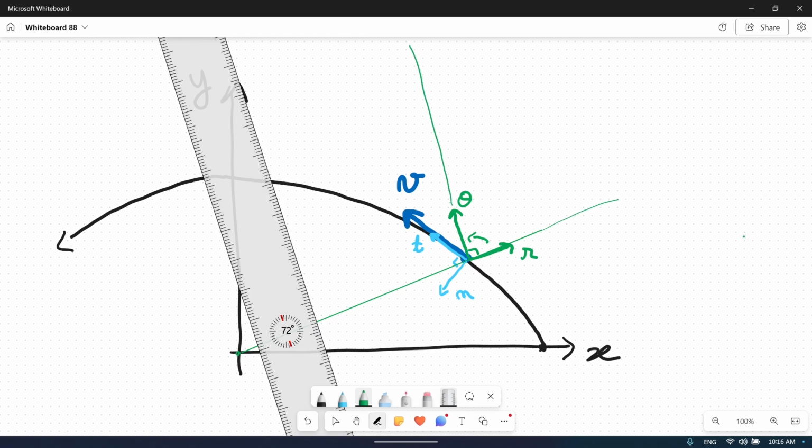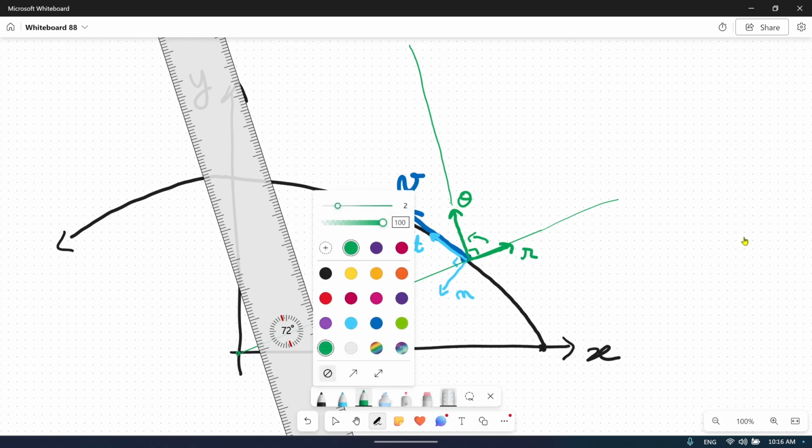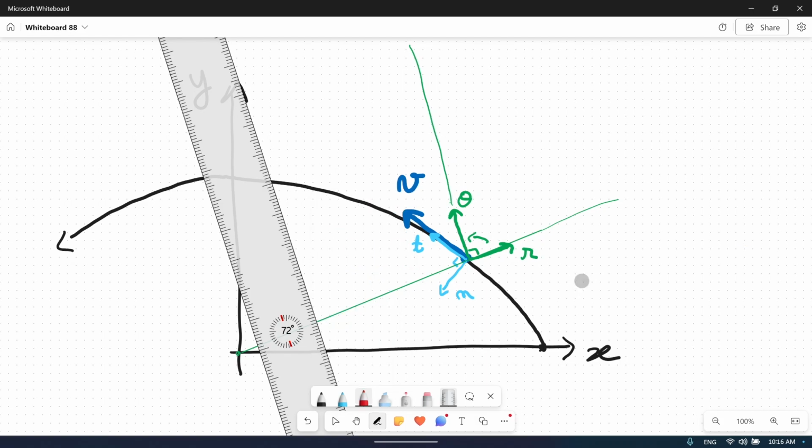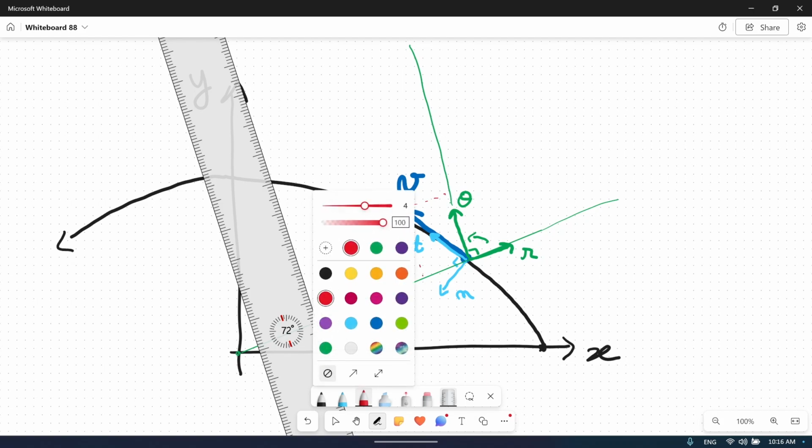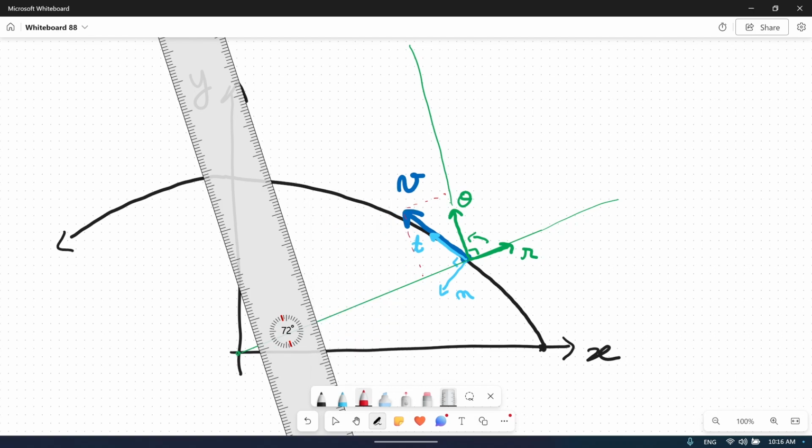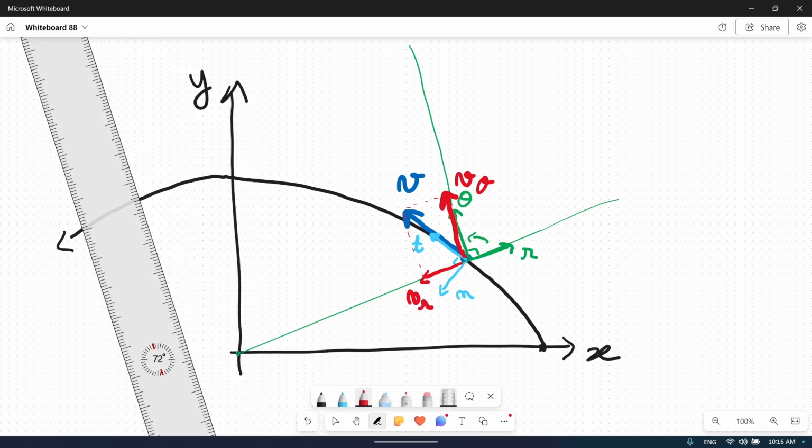So where will be vr and v theta? I will make them in, let's say, red. I need to find the component on theta and the component on r for the velocity. So that will be vr, and that will be v theta.